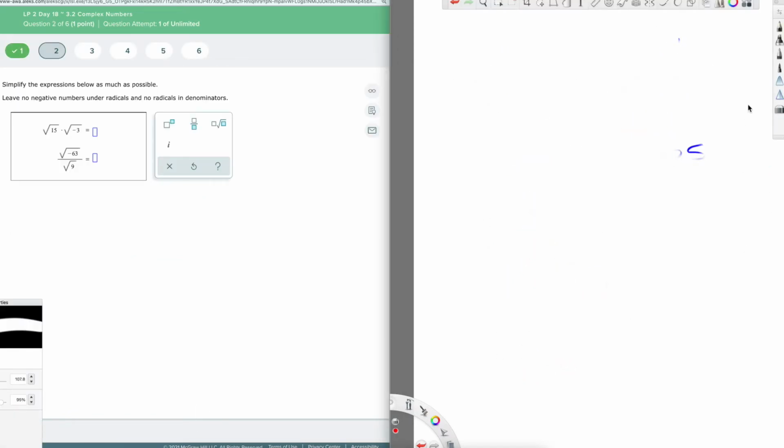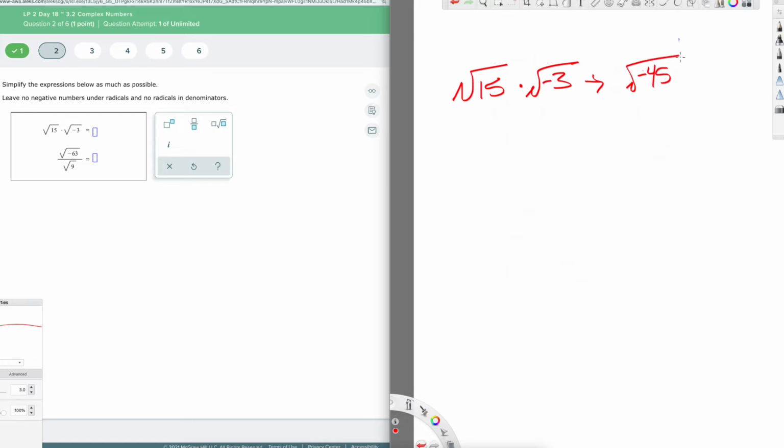I know when we did this in class, we listed all of our squares, so it's definitely a good idea to have them listed. But when you're doing something like this one, which is multiplying, we still multiply these numbers together just like we normally would. So we'd have 15 times negative 3, and that would get me negative 45. As soon as I see the negative sign, I'm going to divvy that up like that, and I can take that i out.